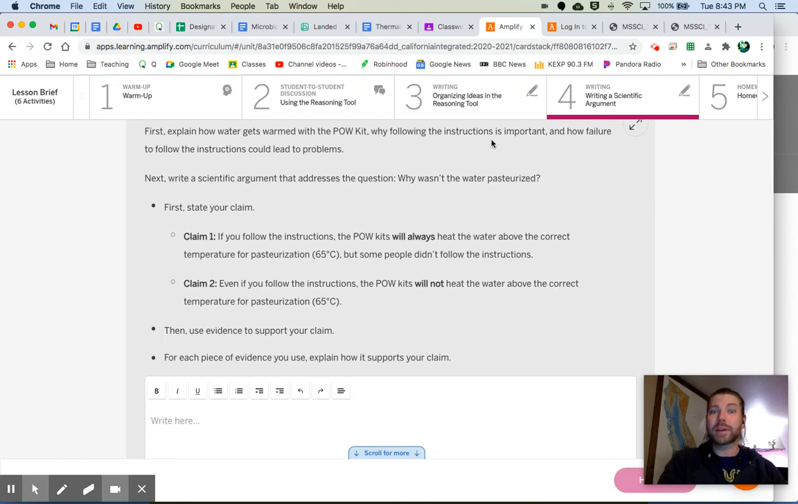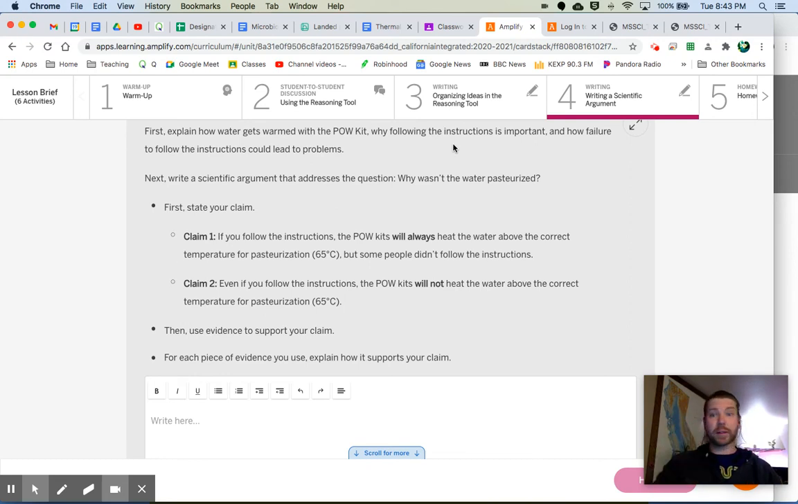Why following instructions is important. Mr. Wigan, I don't even read the instructions. Yeah, I know. Some of you. Anyway, why following the instructions is important, specifically for the PAL kit, okay?